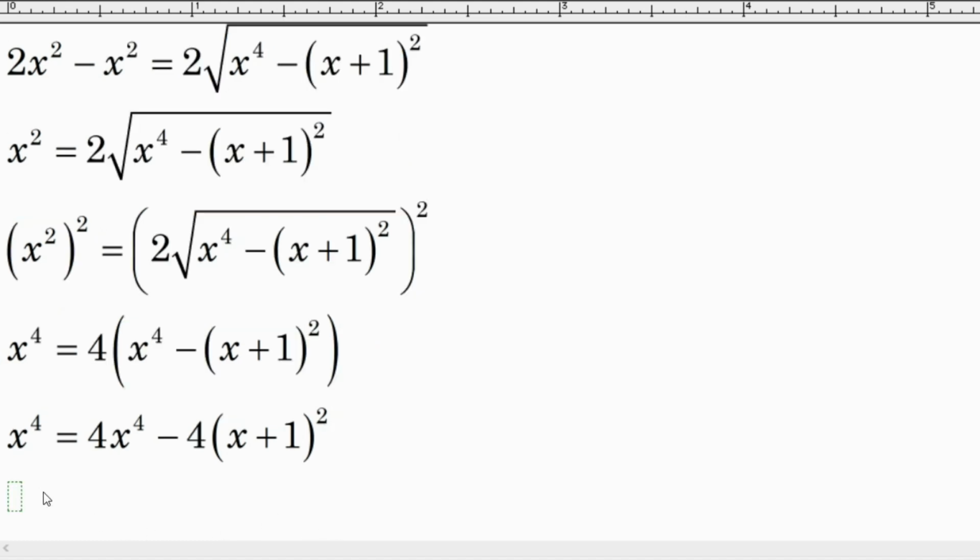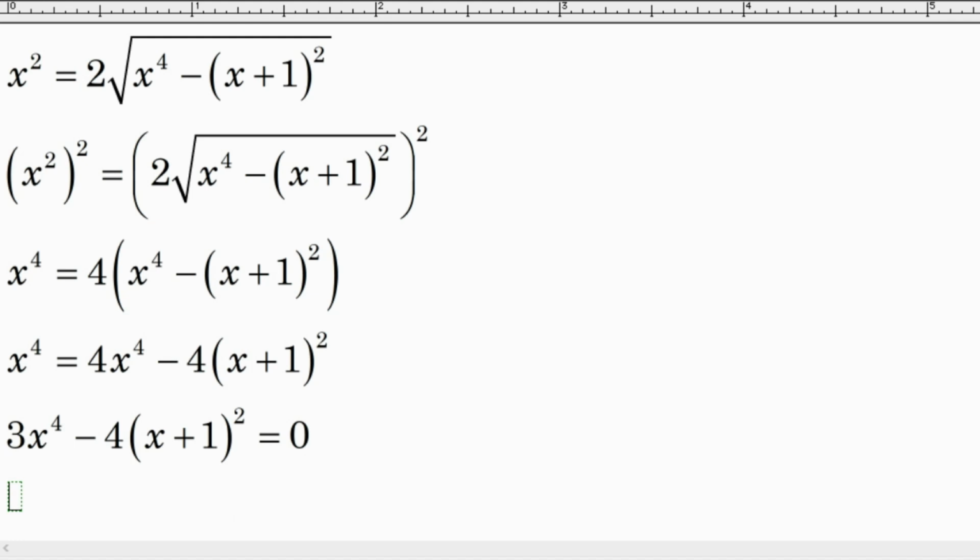Okay, now we have x to the power 4, and here is 4x to the power 4. So I can move x to the power 4 to one side of the equation. So we will get 4x to the power 4 minus x to the power 4, and then minus 4 factor x plus 1 raised to square equal to 0. Okay, so now we have 3x to the power 4 minus 4x plus 1 raised to square.